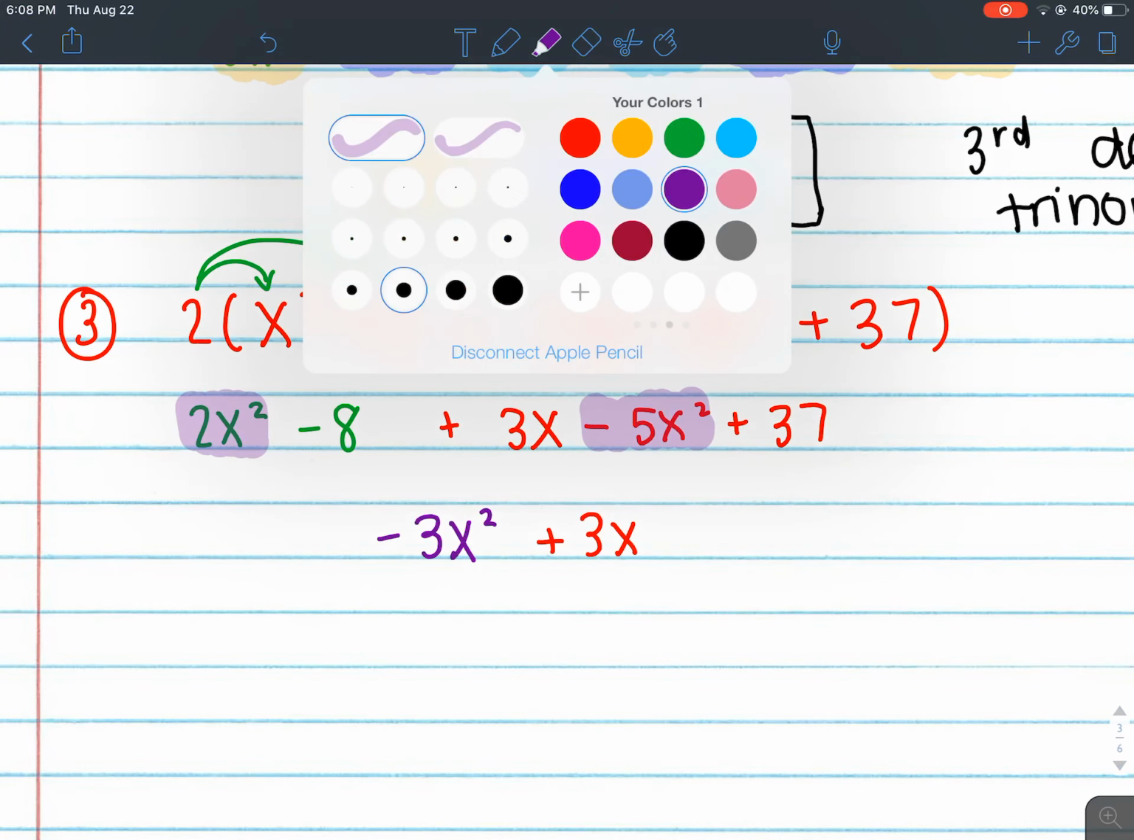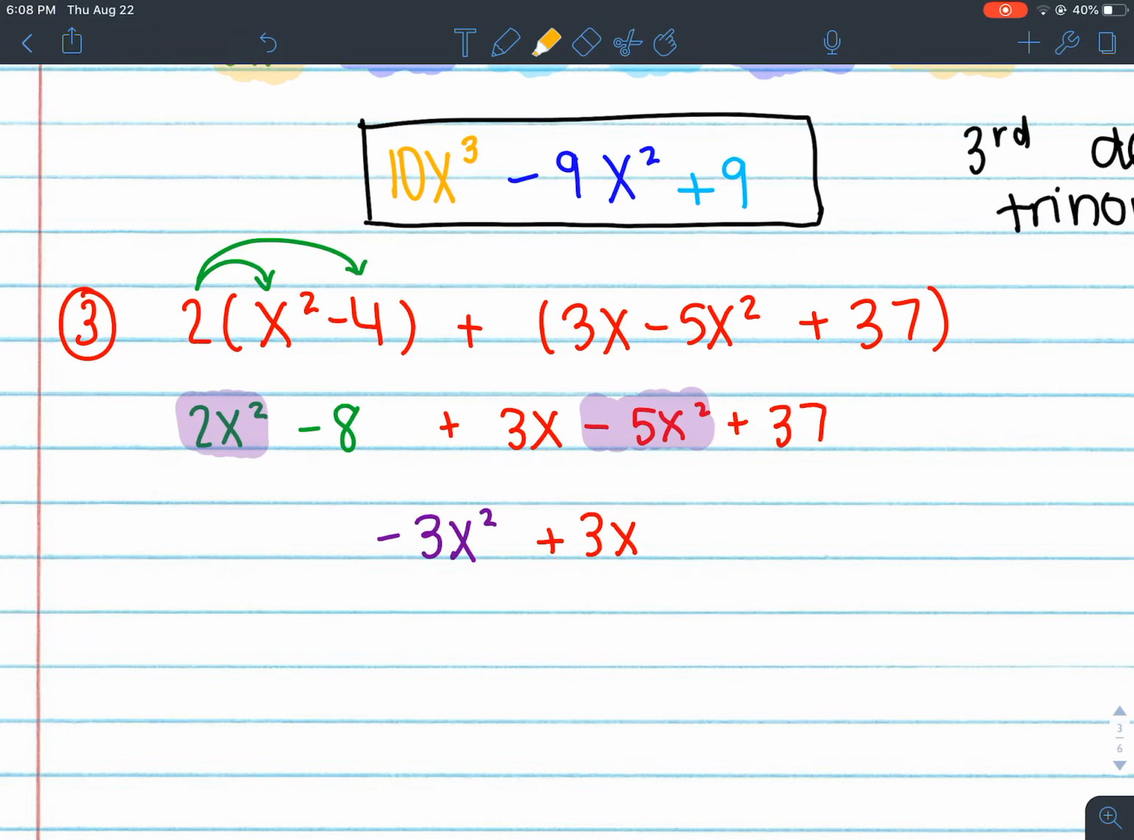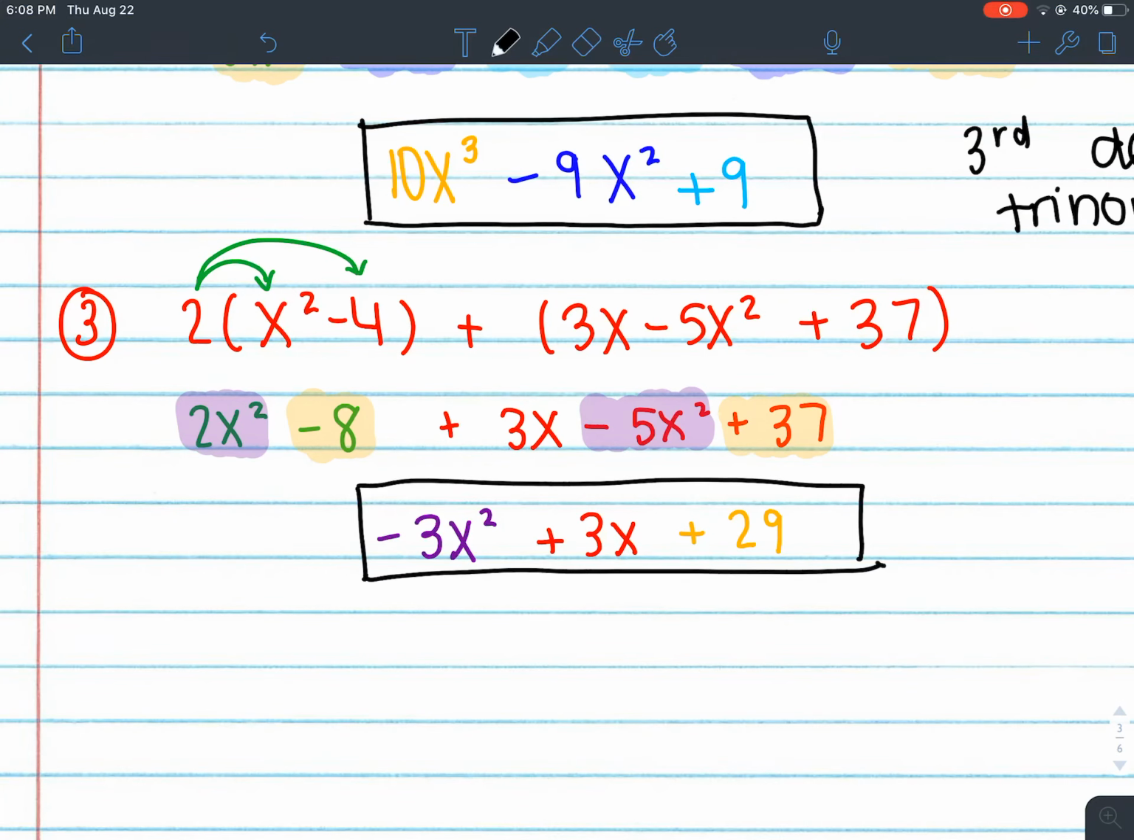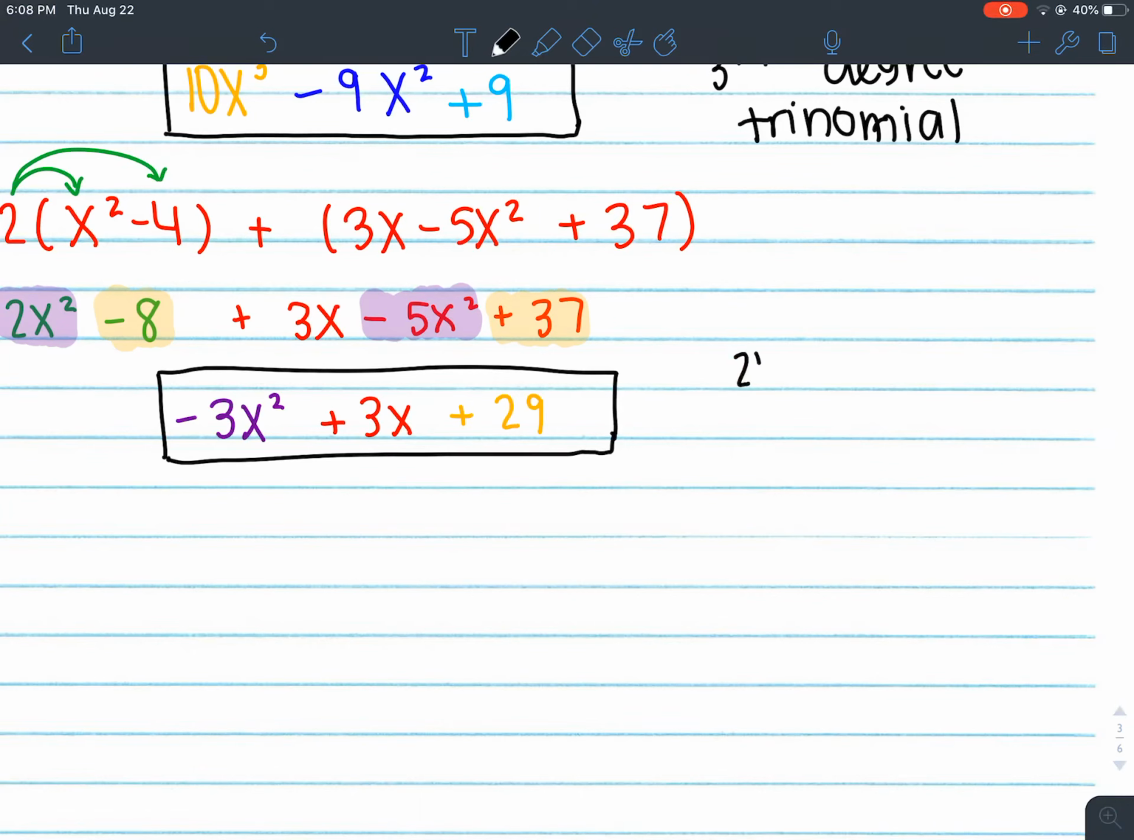And then I see that I have one more set, so the next exponent would just be no exponent. So negative 8 plus 37 is going to be, I think, positive 29, I believe. Let's double check that with the calculator. Yes, 29. So that would be my final expression simplified. No like terms here. All right, and let's classify this. This would be a second degree because the highest exponent is a 2, not a second. And then the amount of terms is a trinomial because there's only 3.